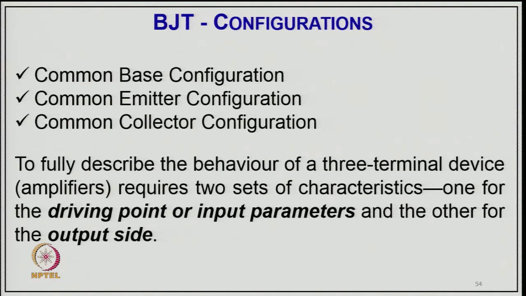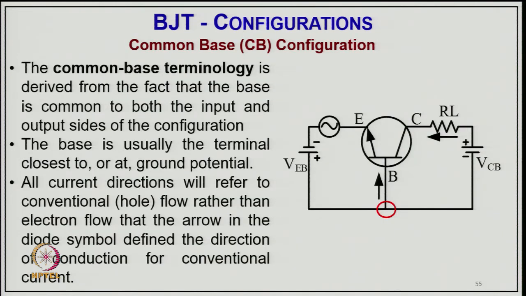To fully describe the behavior of a 3 terminal device, like working it as an amplifier, requires 2 sets of characteristics: one for the driving point or input parameters, and the other for the output parameters. So, we normally represent the transistor as an amplifier. This is the first configuration, the common base configuration.